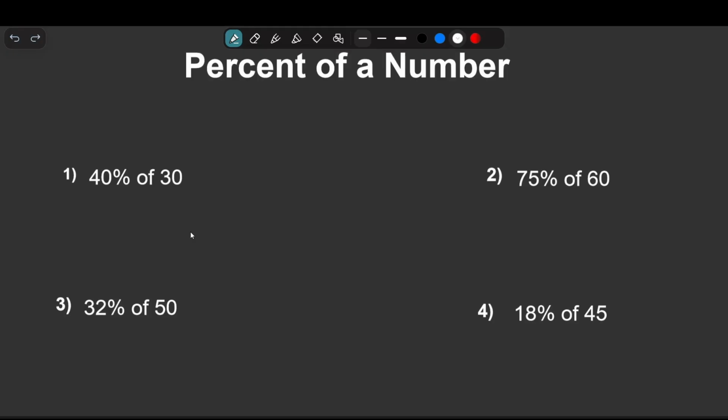First thing we want to do is make our 40% into a fraction. We can just do this by putting 100 below it, so 40 hundredths. Now we are going to multiply this by 30. And as you guys know, when multiplying a fraction, we are only multiplying our numerators. So we're going to do 40 times 30, which will equal 1200 hundredths.